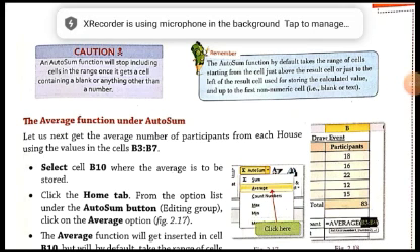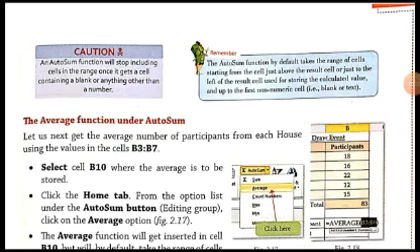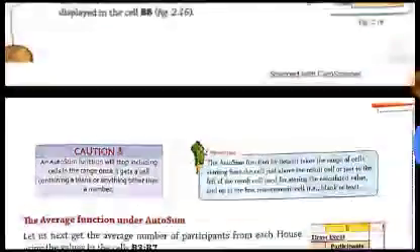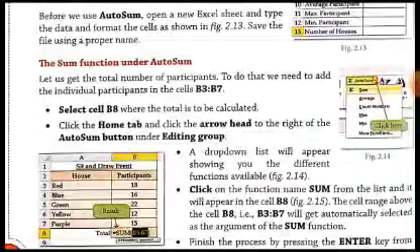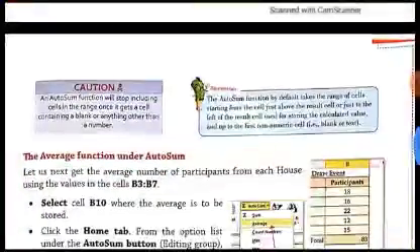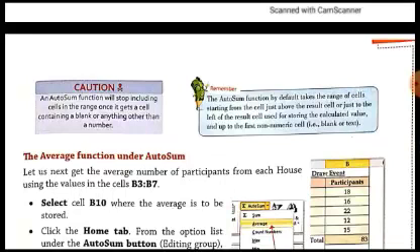Hello students. So we have now come on to the fifth part of your second chapter: formulas in Excel. In the previous video we had studied the autosum function, the sum function under the autosum feature. Now we are going to first study some cautions and points to remember about the autosum feature, and then we will start with the average function under autosum.